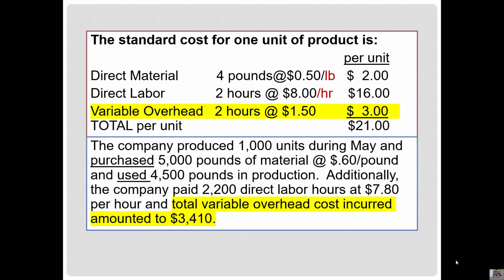Finally, we're going to look at the variable overhead variances. So remember, we should have used 2 hours at $1.50 per hour. So our standard variable overhead rate is $1.50 per hour. And the total variable overhead cost incurred was $3,410. And that was for 2,200 hours.